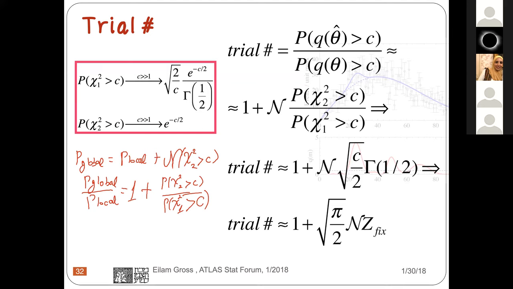And the funny thing is that a square root of c remains here, and square root of c is simply the significance of the fixed mass. So the trial number is this parameter n, which is proportional to the range divided by the mass resolution, times the significance that you're observing. If it's 5 sigma, it's times 5. If it's 4 sigma, it's times 4. So the bigger the significance, the bigger the Lukacs effect, because the bigger is the global p-value, and therefore the bigger is the ratio between the global and the local, which is the trial number.